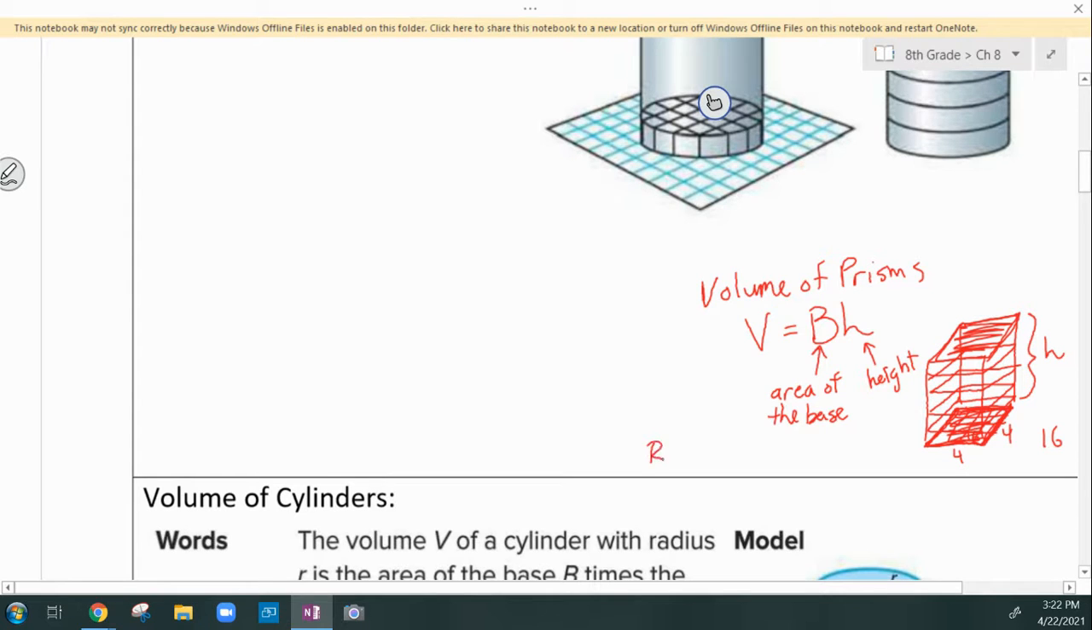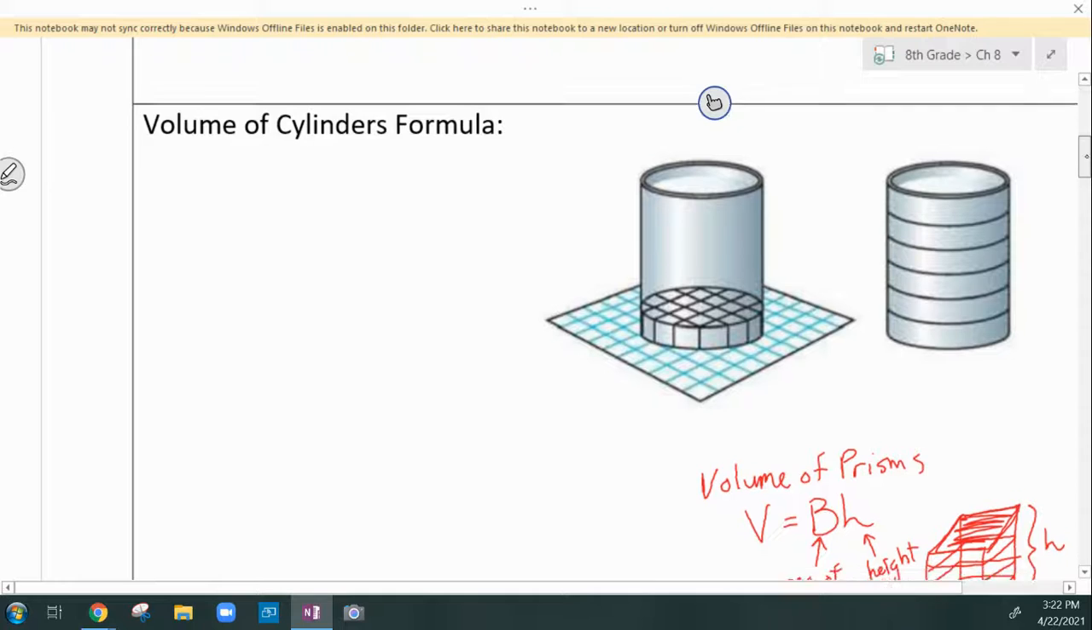Now you saw that rectangular prisms, because the base was a rectangle, so volume for a rectangular prism equals, you could replace the B with length times width, and then times that by the height. So that's one of the formulas you'll need for this lesson as well, because you're going to be expected to remember that and to include that in your work as you work with cylinders too.